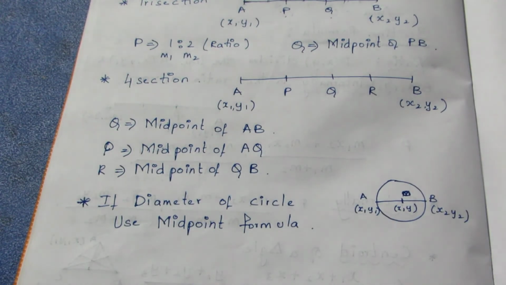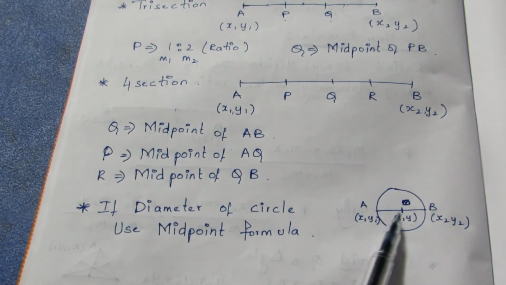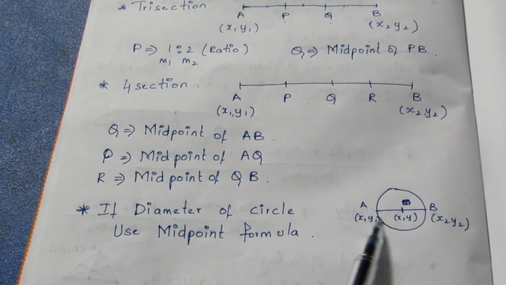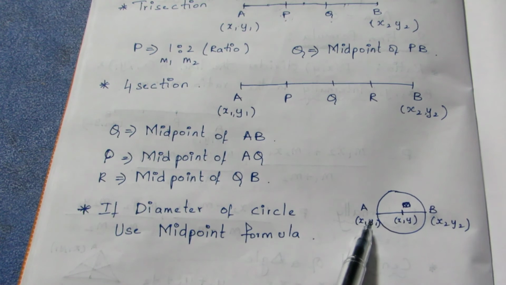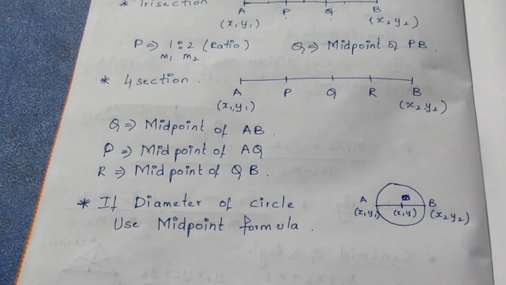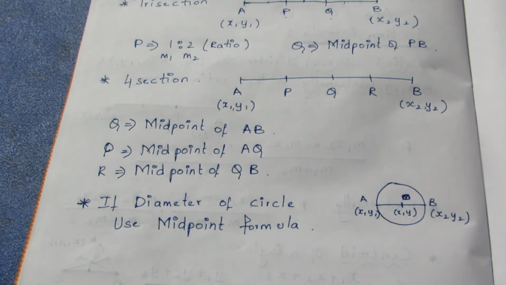Now in a circle, if the diameter of a circle is given and any coordinate is missing, it can be A missing, it can be B missing, or the midpoint missing, you can use the midpoint formula, because all radii are equal. As it is a diameter, the center will be the midpoint. You can use the midpoint formula to find the missing one. It can be the middle point, it can be any coordinates of the diameter. So we can easily find this.